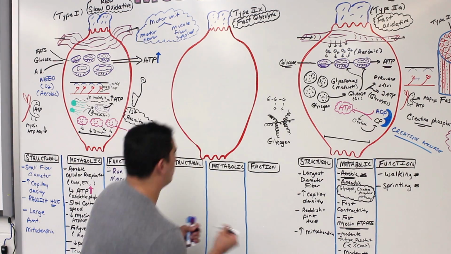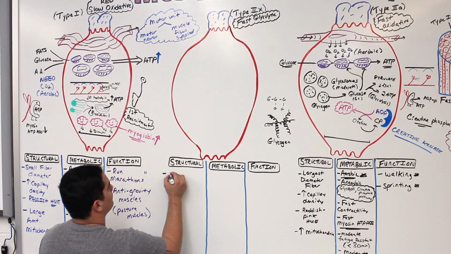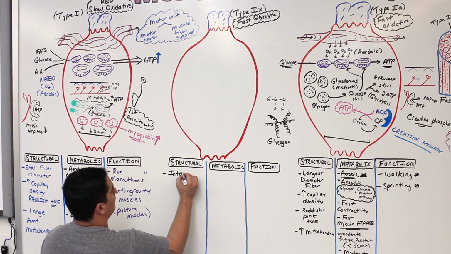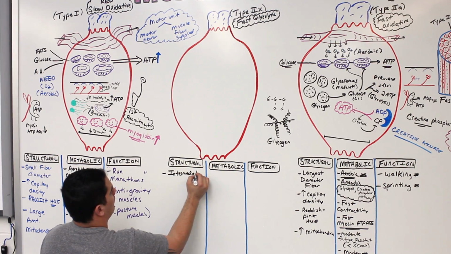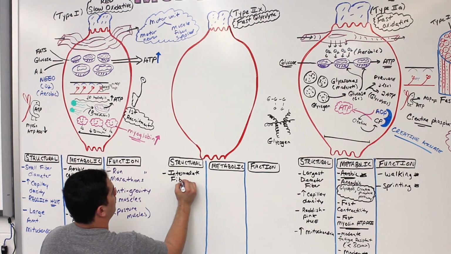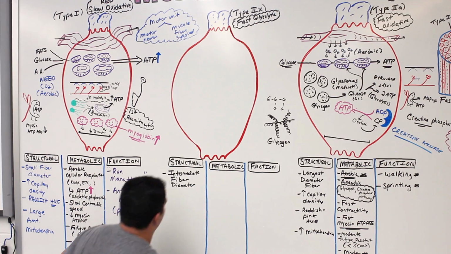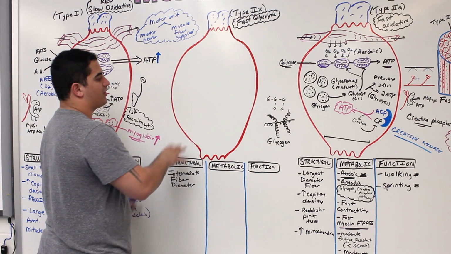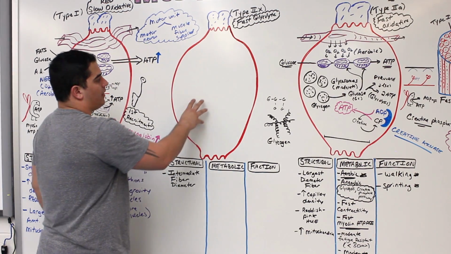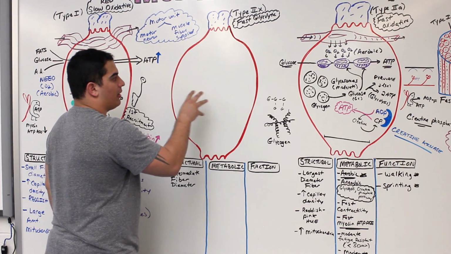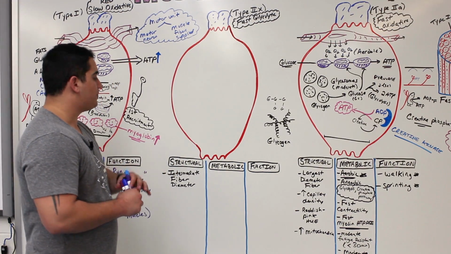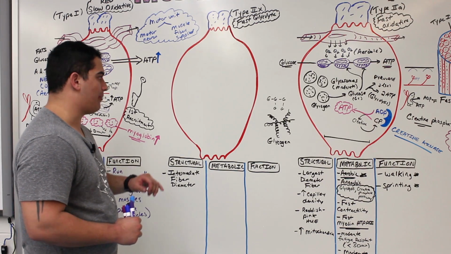So we're going to say that this one has intermediate fiber diameter. Okay, and again, I told you in certain animal studies, they found that the type 2x is bigger than the type 2a, but in humans it is not. So it has intermediate fiber diameter.